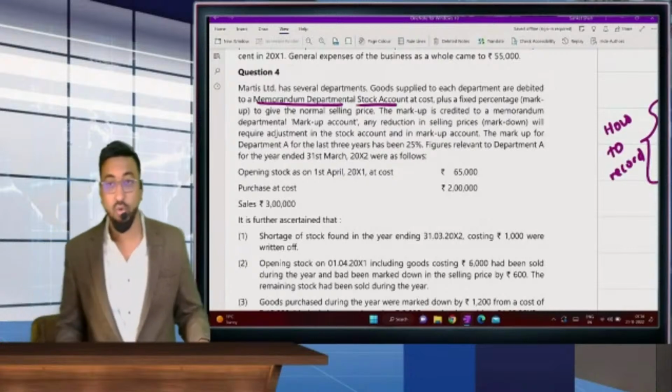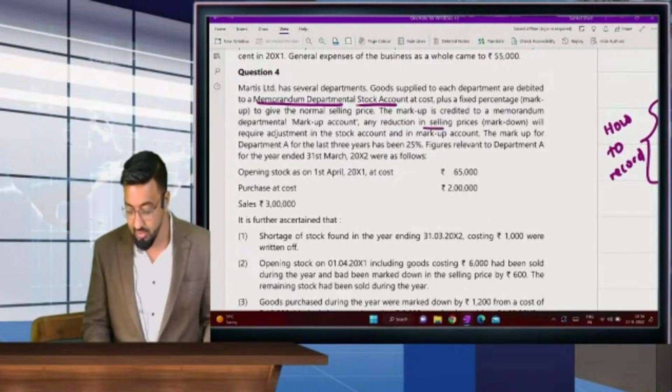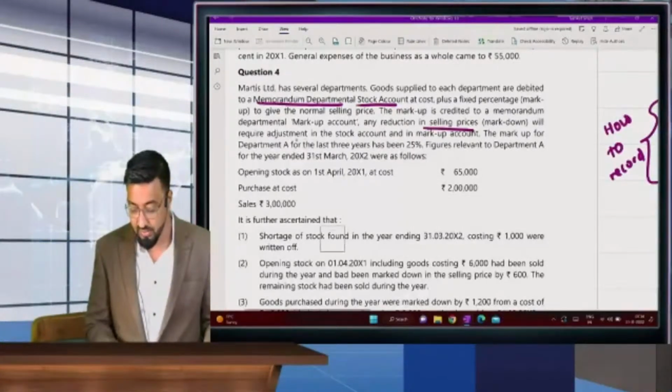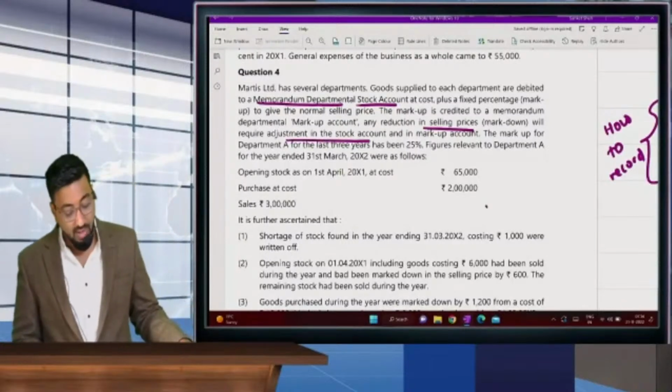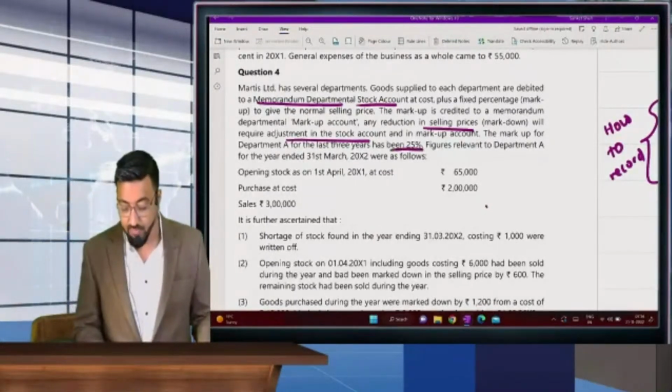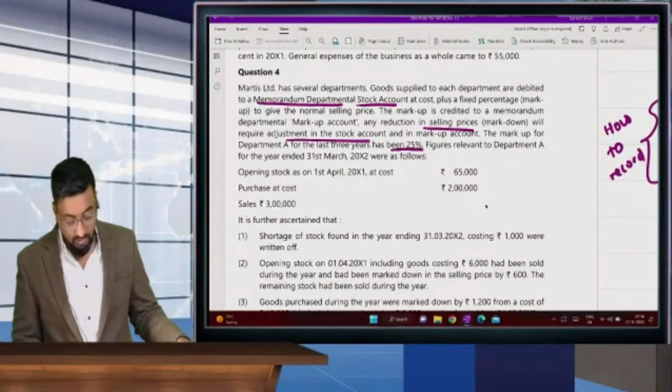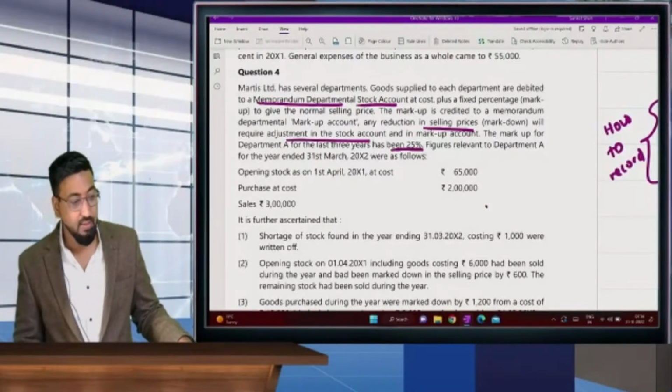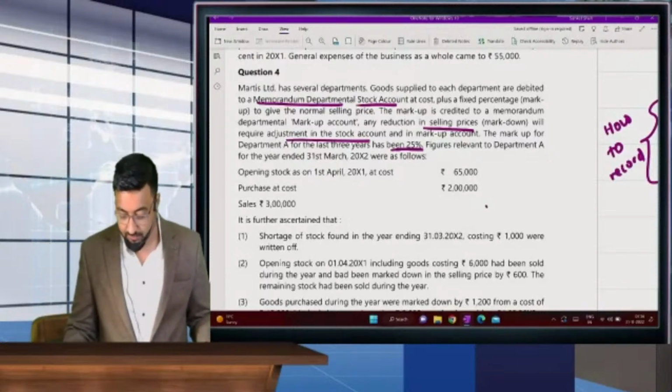Okay, so here it is specifically mentioned that any reduction in the selling price is recorded in the stock account. तो आपको ये stock account में markdown ये record करना है. The markup for department A for the last 3 years has been 25%. Okay, so 25% पे आपका markup account record होता है. ठीक है, so 25% ये आपकी price है.